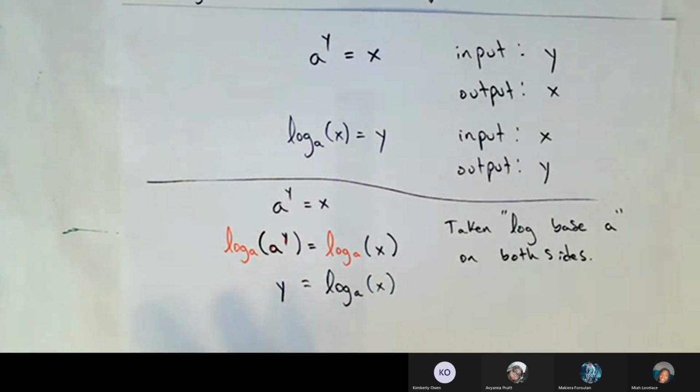So this is how the log cancels out. You can think of it as canceling out the exponential.